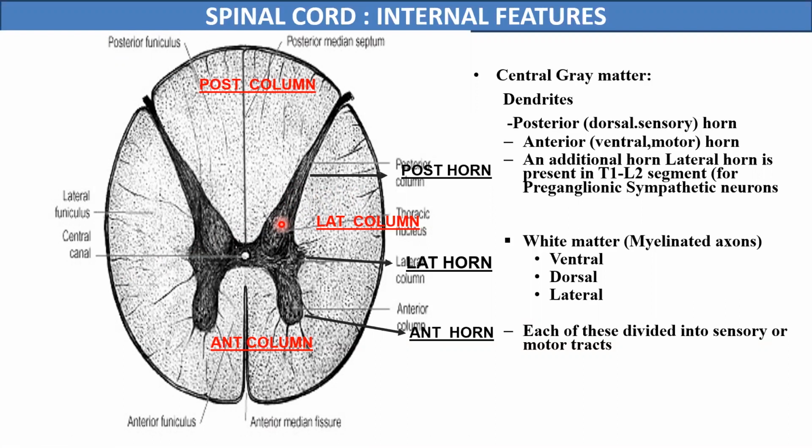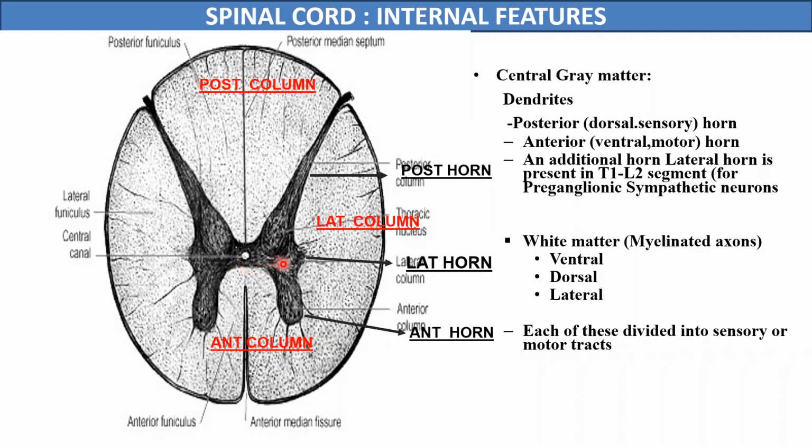The gray matter of the spinal cord is in the form of an H shape, and the whole spinal cord is divided into two equal halves by the anterior median fissure and the posterior median septum. The right and the left limbs of the H are joined by a transverse band of gray commissure, and in the center of this band there is a central canal which contains cerebrospinal fluid.